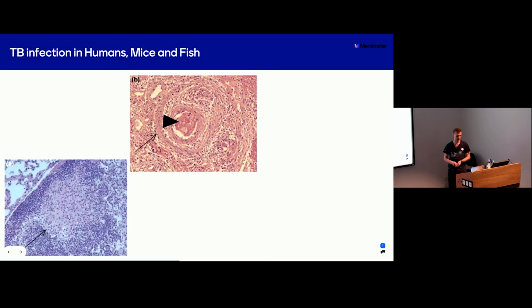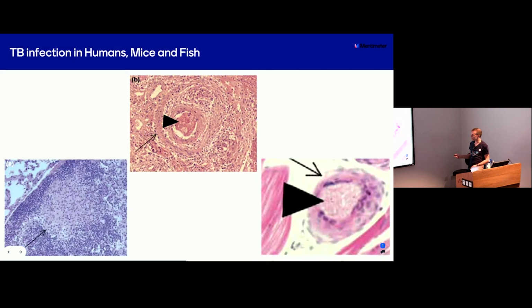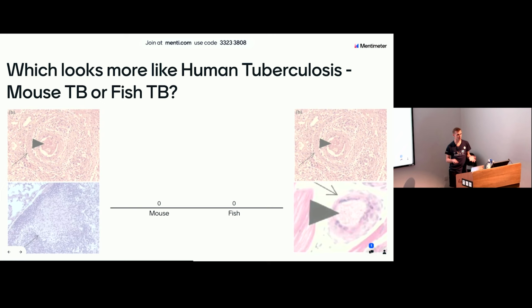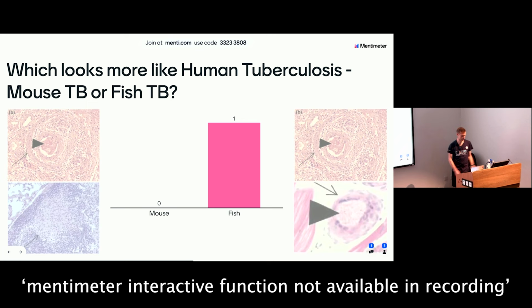And then if we look at TB in the fish, this is a bit blurry because the fish are a bit smaller, but this big circle is the granuloma, that circle of cells. And this region in the middle is that region where the bacteria are growing outside. So, I want to know what you think. Which looks more like human TB? Mouse TB or fish TB? You can vote on your phones.